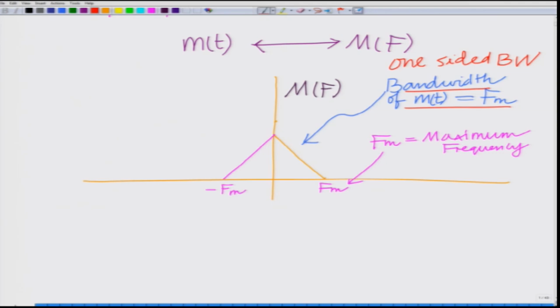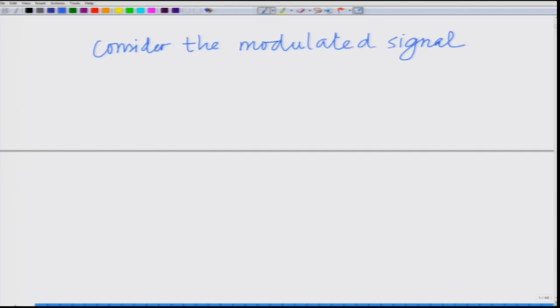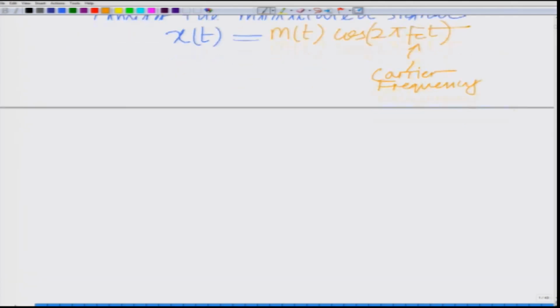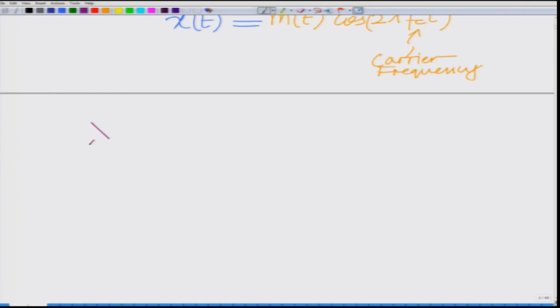Now, consider the modulated signal. Let us again start by considering the modulated signal x(t), our double sideband suppressed carrier signal, that is modulated by cosine 2 pi fc t, where fc, remember, is the carrier frequency, and m(t) is your message signal. x(t) equals m(t) cosine 2 pi fc t. Therefore, this is a multiplication of two signals in the time domain.